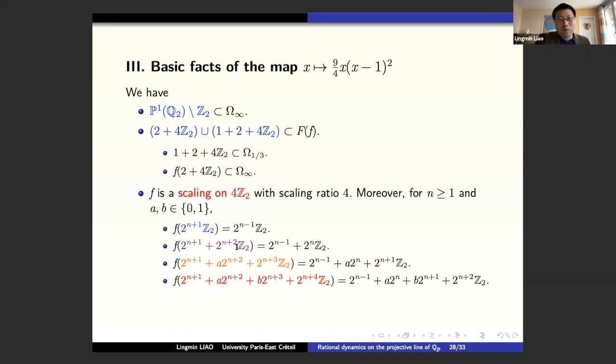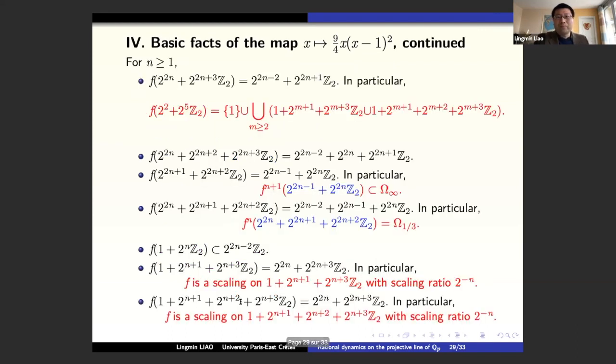And I just described how near 0, the expanding ratio is always 4. And then a little further, I just describe more in detail the nearby 0. So this is nearby 0. It's 2 to power 2n.